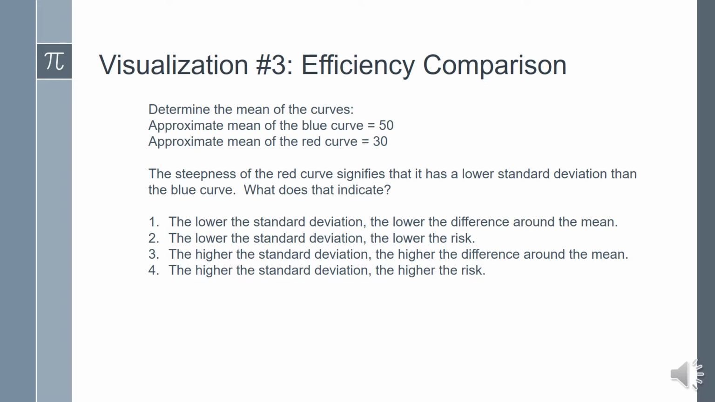We are able to determine the mean from the curves. The approximate mean of the blue curve is 50, while the approximate mean of the red curve is 30. The steepness of the red curve signifies that it has a lower standard deviation than the blue curve. What does that indicate? 1. The lower the standard deviation, the lower the difference around the mean. 2. The lower the standard deviation, the lower the risk. 3. The higher the standard deviation, the higher the difference around the mean. And 4. The higher the standard deviation, the higher the risk.